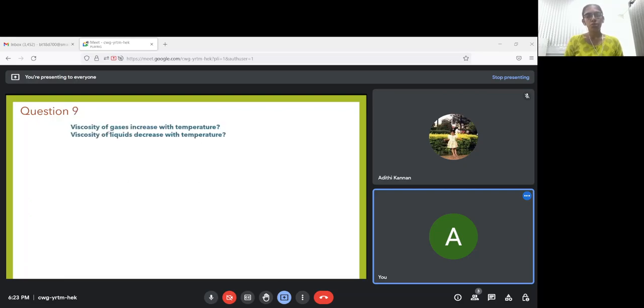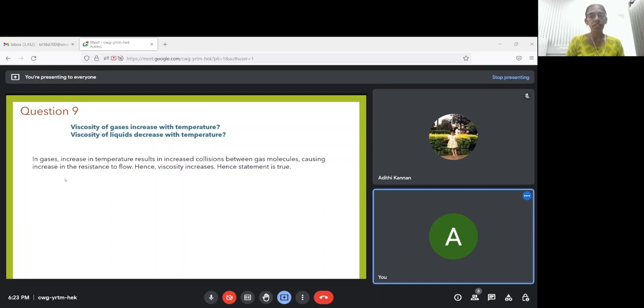In question 9, there are two statements given for which we need to figure out if it is true or false. The first statement is viscosity of gases increases with temperature, and the second statement is viscosity of liquids decreases with temperature. In case of gases, the increase in temperature results in increased collision of the gas molecules. These increased collisions will prevent the flow of the gases, that is, it will increase the resistance to the flow. And the moment there is an increase in the resistance to flow, the viscosity of the fluid also increases.